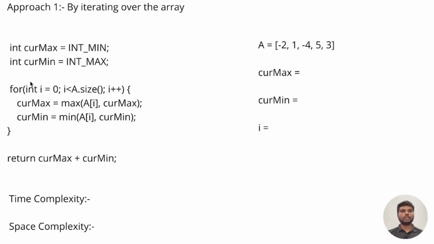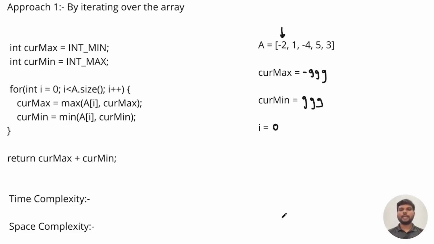After that we will iterate over the array and change the value of current max. If the current element is greater than the current max, then we will assign the value of the current element to the current max. Similarly, if the current element is less than the current min, then we will assign the value of that element to the current min. And at the end we will just return the sum of current max and current min. So it is a pretty easy and straightforward solution. Now let's look at the step-by-step execution of this algorithm.